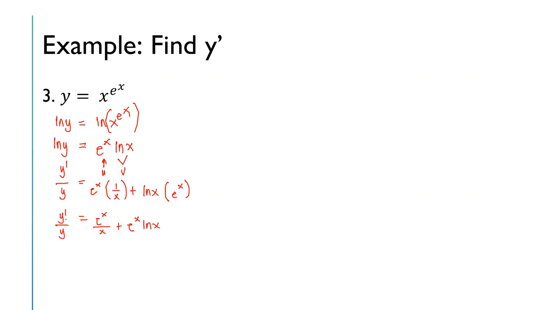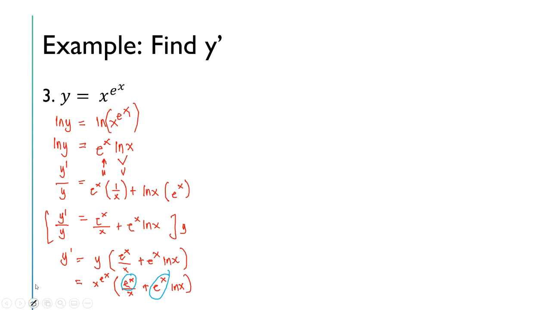Then we have y prime over y. In order for us to isolate y prime, again, we have to multiply both sides by y. So we have y prime is equivalent to y times e raised to x over x plus e raised to x ln x. Substituting the original value of y, which is x raised to e raised to x, times e raised to x over x plus e raised to x ln x. If you can observe, there is a common value between the two terms. We can still simplify this by factoring out what's common. So that means y prime is equivalent to x raised to e raised to x times what is left in our equation, 1 over x plus ln x. So this is now our final answer.